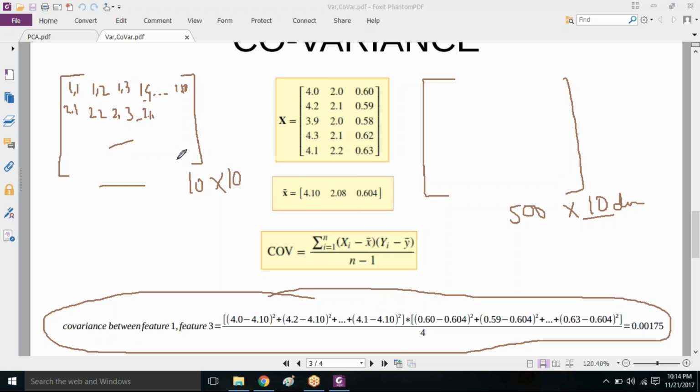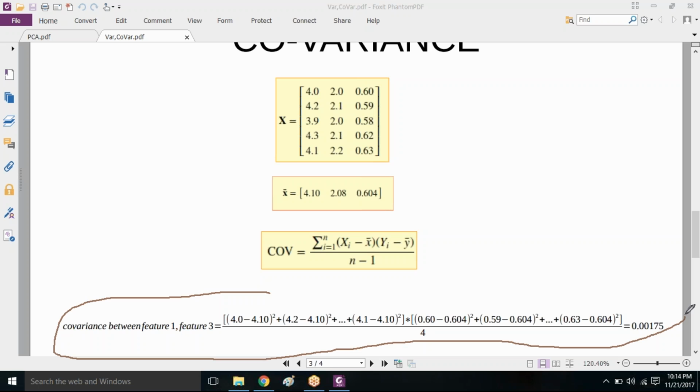Okay. So can you see the calculation over here? This is like calculating the covariance between feature 1 and feature 3. This one and this one. So how will you calculate it? 4 minus 4.1. Okay, you just try to understand. I will come in a second.